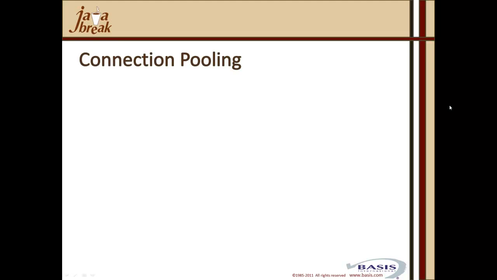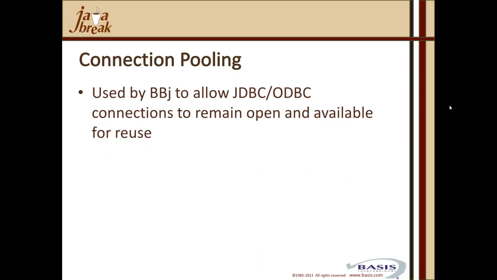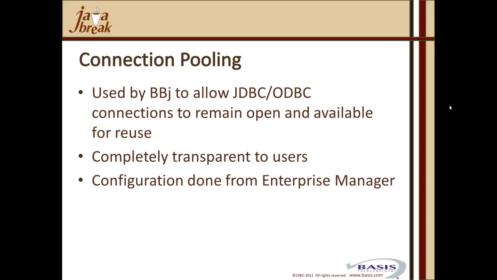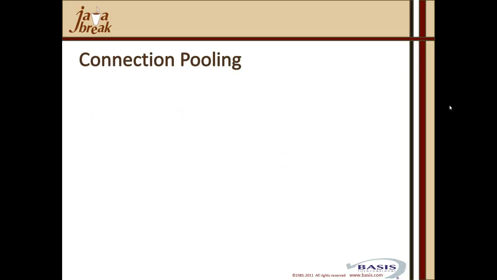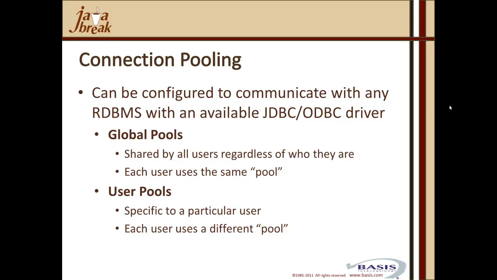Let's look at another database configuration feature, something called connection pooling, used by BBJ to allow JDBC ODBC connections to remain open and available for future use. It's completely transparent to the users, and the configuration is done from Enterprise Manager. It can be configured to communicate with any relational database management system with an available JDBC ODBC driver.